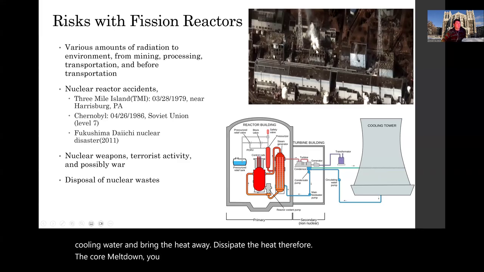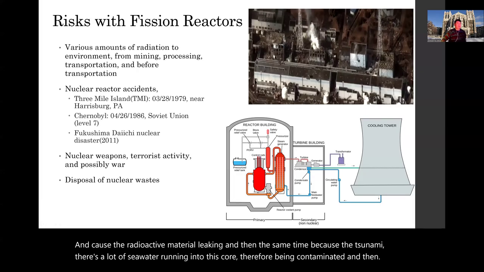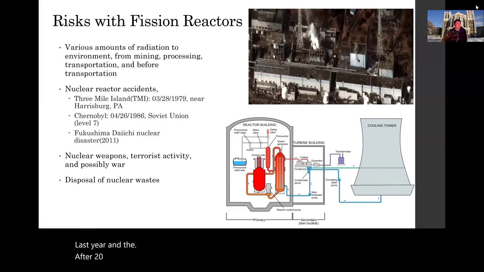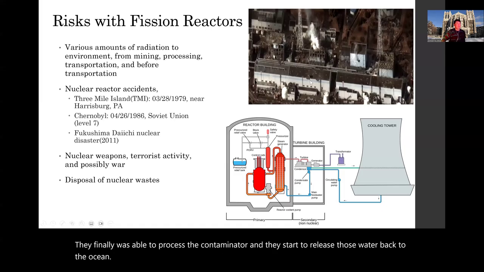You see, this is after the explosion and fires that caused radioactive material to leak. At the same time, because of the tsunami, a lot of seawater ran into the core and was contaminated. Last year, after 12 or 13 years, they were finally able to process the contaminated water and started to release it back into the ocean. They said that it's safe.